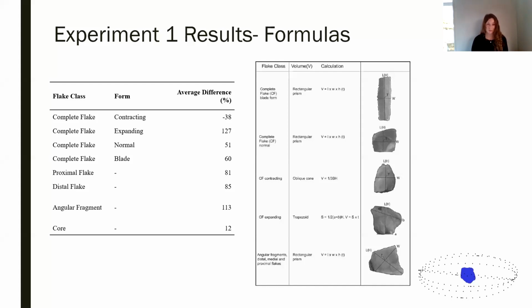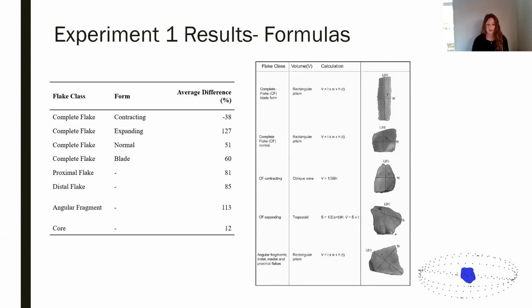These overestimations are moderate for proximal and distal and complete flakes with normal and blade forms. Calculations are overestimated by less than 100% of the modelled flake volume. The overestimations for angular fragments and complete flakes with expanding forms are relatively high, with estimations more than 100% of the modelled flake volume. Cores have a comparatively low overestimation, with calculated volume overestimated by 12%. These small differences between core calculation and modelled core measurements reflect findings by other studies investigating differences in calculations such as surface area by Lin and colleagues.